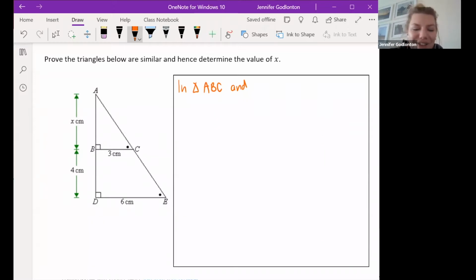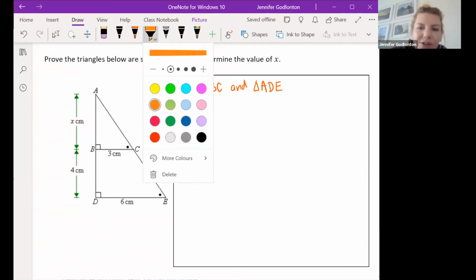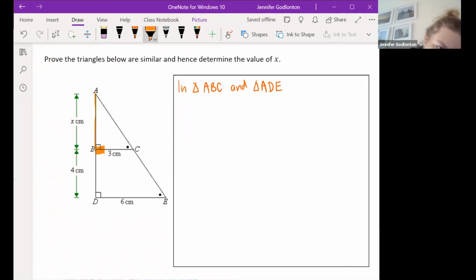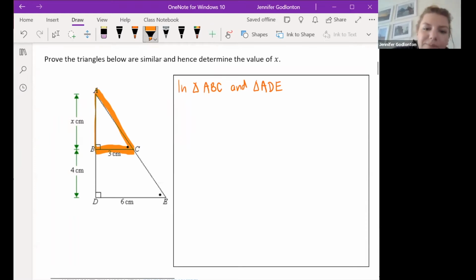Okay, looking at these triangles, triangle ABC and triangle ADE, ma'am. Beautiful. Perfect. That is exactly what I'm looking for. The first line, what we're wanting is this introduction line. So we're just trying to say which two triangles we're dealing with. We've got triangle ABC, which is our first one. And then we have triangle ADE, which is our second one.